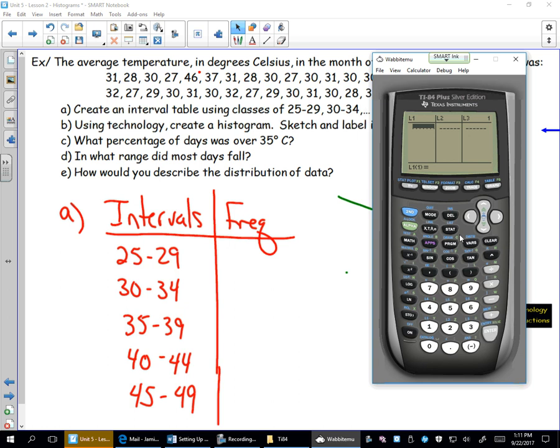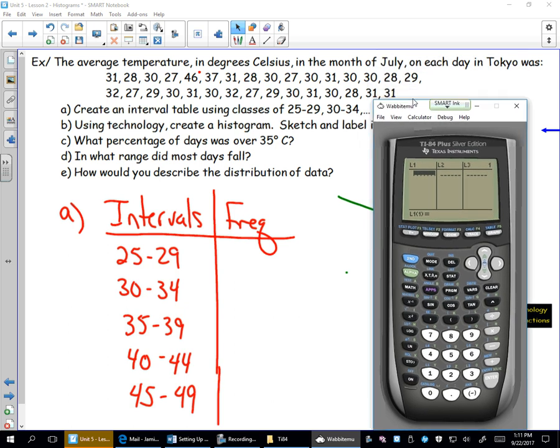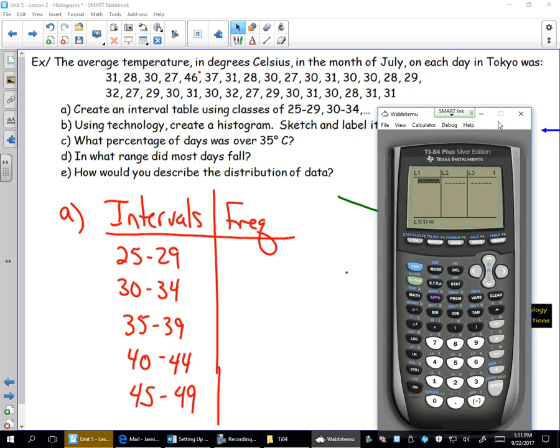Now, on the screen, you have L1, L2, L3. That just stands for lists. So you can put your data in whatever list you want. My suggestion is L1, because that's the first one. But you got to put in every number.